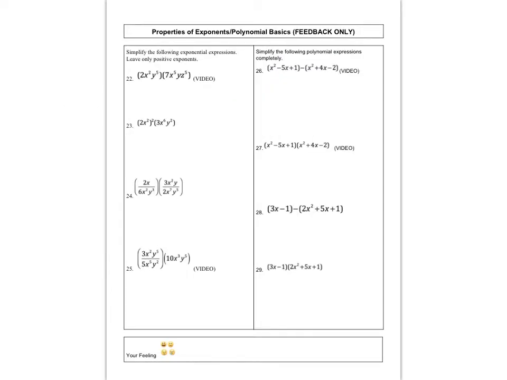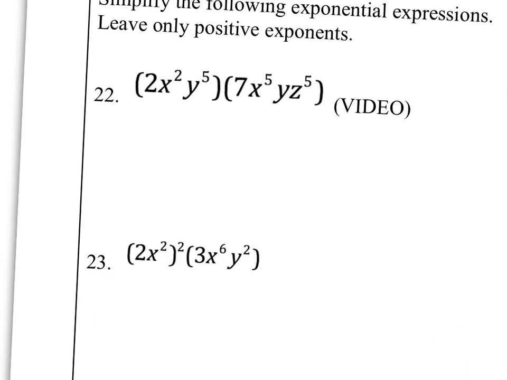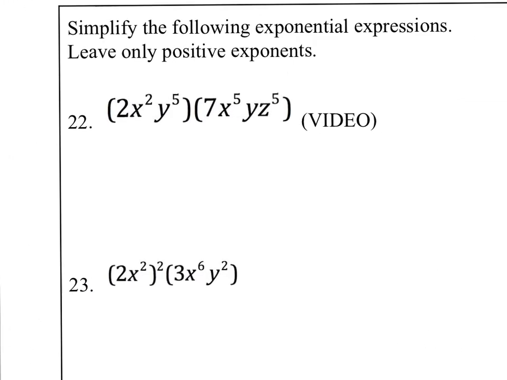Next up, we got properties of exponents and polynomial expressions. First thing we've got are some exponential things. So we're going to go category by category. Numbers first. So 2 times 7 is 14. X squared and x to the 5th. We're going to add those exponents, giving us x to the 7th.